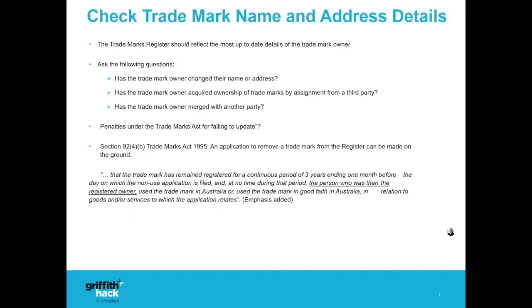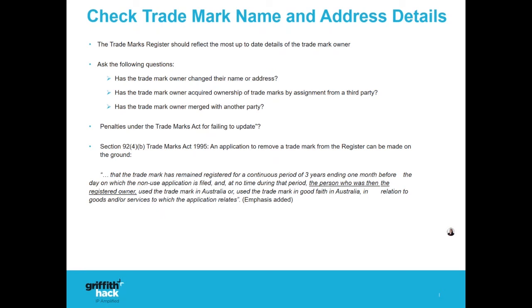Okay, this is the last tip. This is quite common, not only in times of a pandemic, but generally, the trademarks register should reflect the most up-to-date details of a trademark owner, and this includes addresses. It should be updated if the company, the owner of the trademark, has changed its name, or if it sold the trademarks to a third party or acquired third party rights by assignment, or has merged with another party. In all of these instances, ideally the register should be updated.